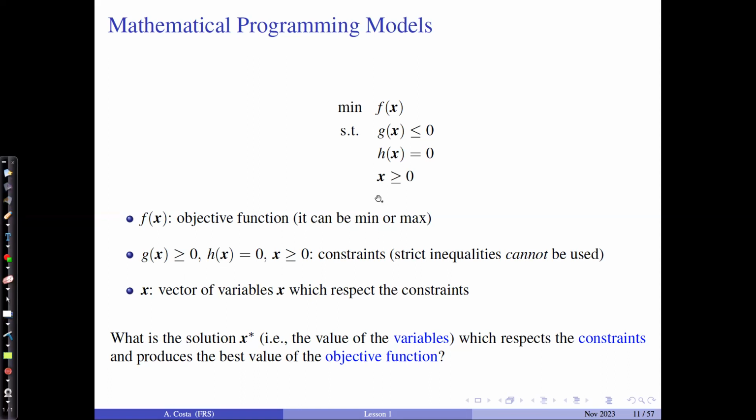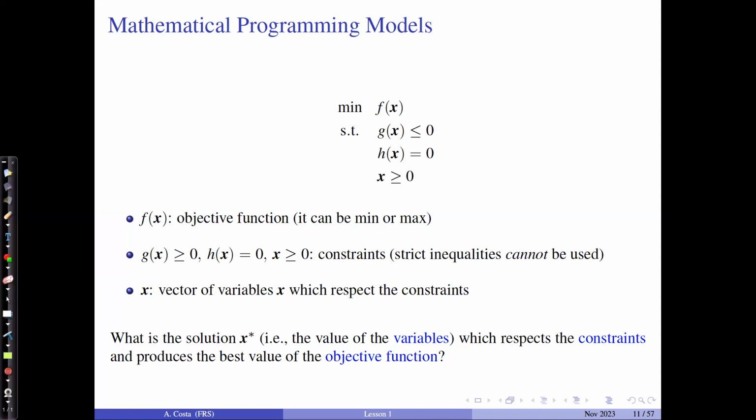And then x is the vector of variables. So this model represents the following problem. What is the best solution, usually indicated by x star? When you see star, it means optimal, that respects all the constraints, so g of x less than or equal to zero and h of x equal to zero, and that produces the minimum value of the function f.